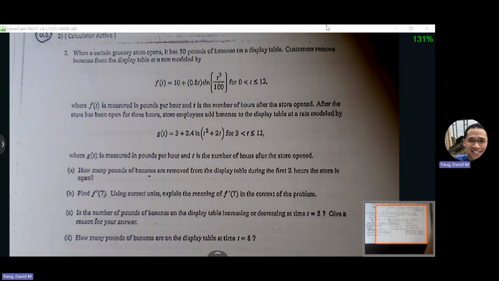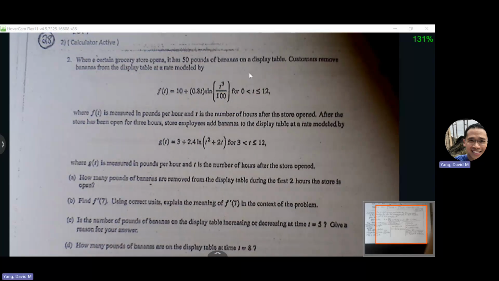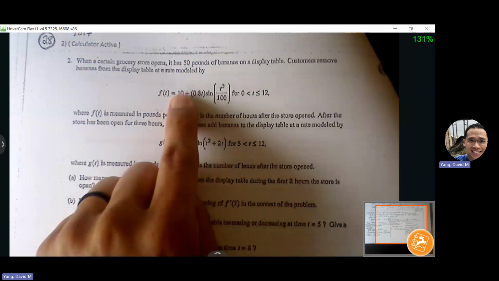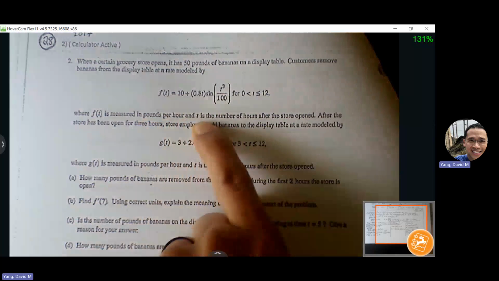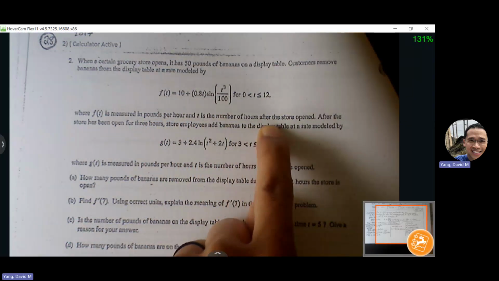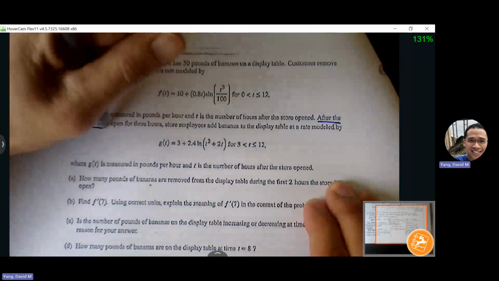All right, this is calculator active, number 2 from 2017. When a certain grocery store opens, it has 50 pounds of bananas on display. Customers remove bananas from the display at a rate modeled by F of T, where F of T is measured in pounds per hour. T is measured in number of hours after the store is open. After the store has been open for 3 hours, okay, let's keep that in mind. That's a key thing that we want to make sure that we keep track of.